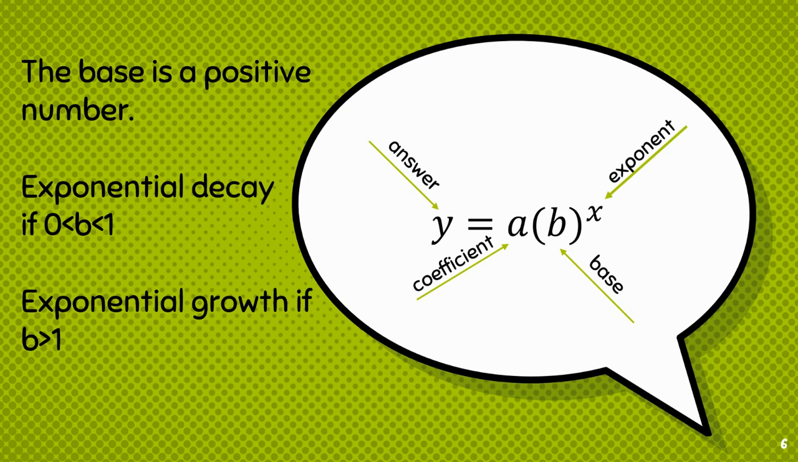Exponential decay will always have a base that is between 0 and 1, and it's growth if the base is larger than 1. The exponent will generally be our variable, and then we have an answer, which is what it is equal to.